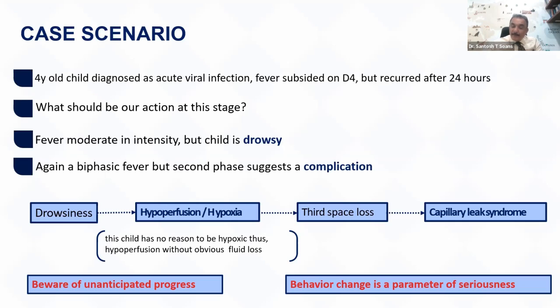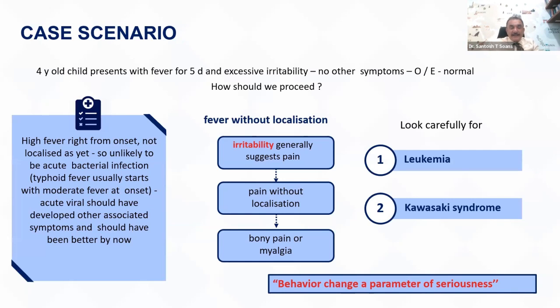So how does hypoperfusion occur? Because of the loss of fluid into the third space. Possibly this child has capillary leak syndrome. So where do you usually get it? You get it in dengue. So beware of unanticipated problems. It's very important that we keep an open mind. Behavior change is one of the most important parameters.